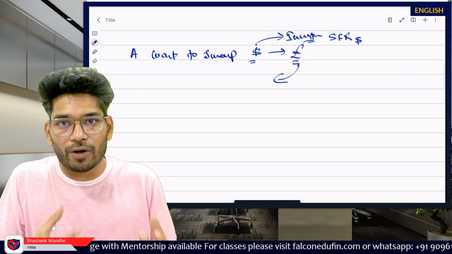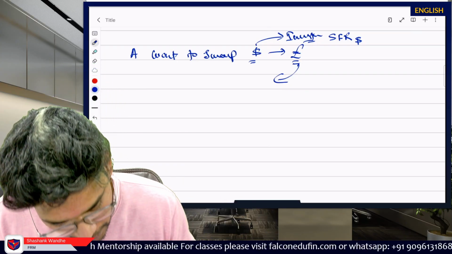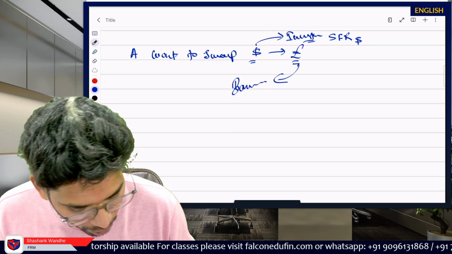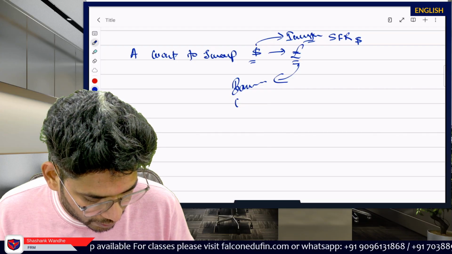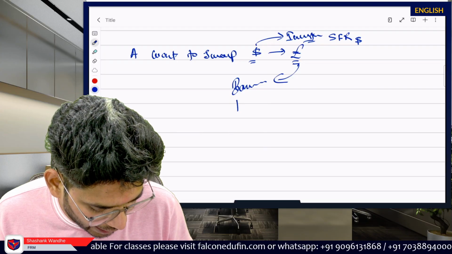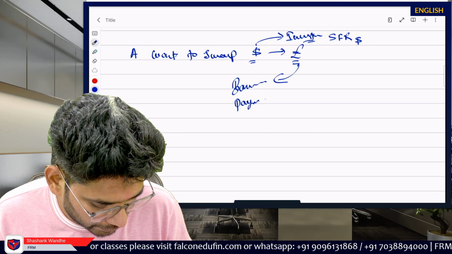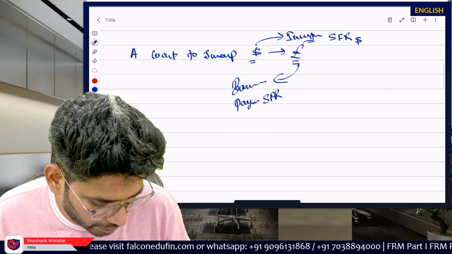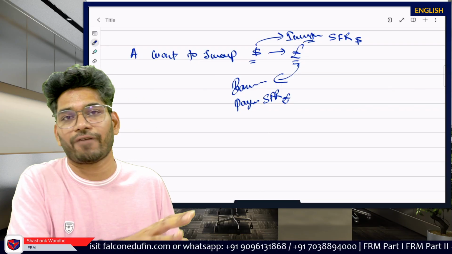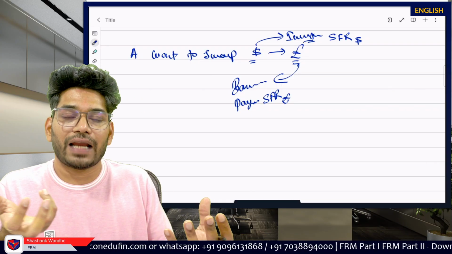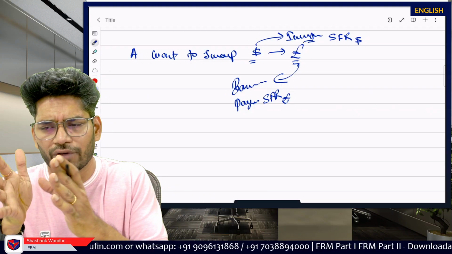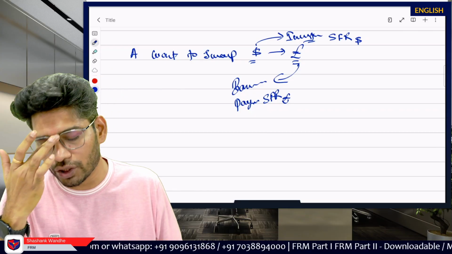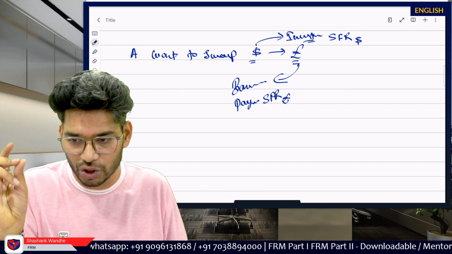Because you are getting the pounds, this is like borrowing pounds. So this will be treated as the borrowing, and here you will be paying SFR rate in the pounds, which is SFR pounds. This means here we will have the two-term structure. Obviously, because we have two different currencies, we will need two-term structures, and based on that, we have to see how the calculations work.